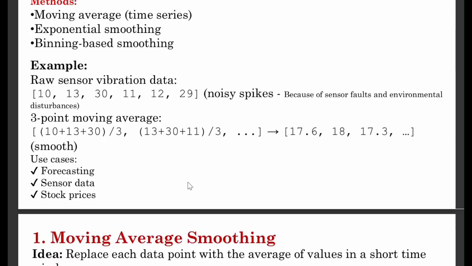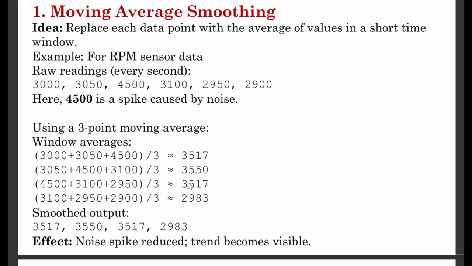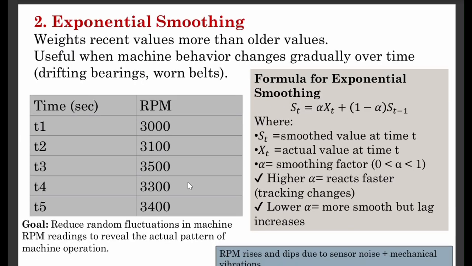When it comes to method 2, this is the example I have mentioned before. Method 2, exponential smoothing, is more sophisticated. It weighs recent values more than older values. The formula is St equals alpha xt plus 1 minus alpha into St minus 1, where St is the smoothed value at time t, xt is the actual value at time t, and alpha is the smoothing factor, and alpha ranges between 0 and 1.